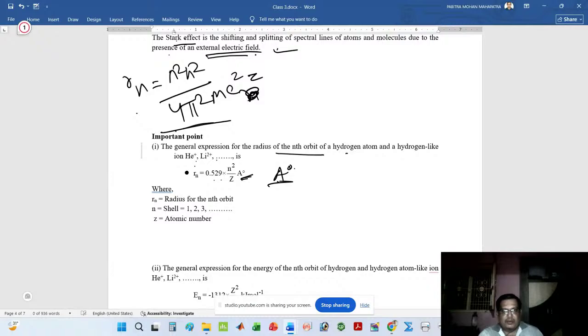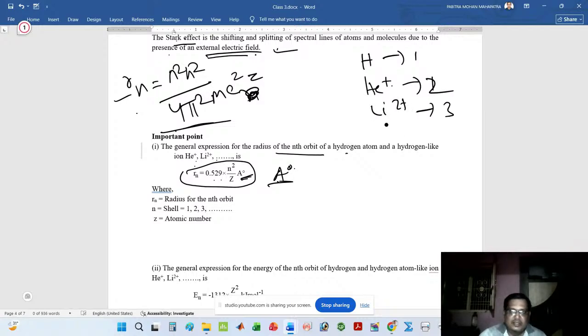How does this simple formula come about? Look, this is the main formula. The hydrogen atom has atomic number 1. Helium, He+, has atomic number 2. Lithium, Li2+, has atomic number 3. Here the Z value changes: for hydrogen, Z is 1; for He+, Z is 2; for Li2+, Z is 3.